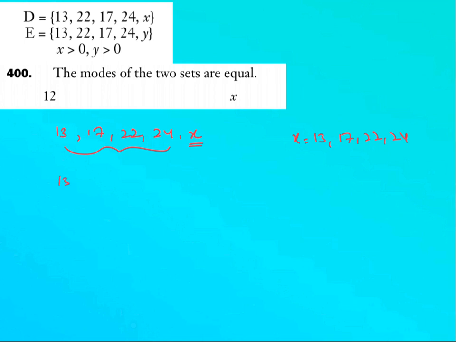Similarly, in the second case, again, there is no repetition currently, but I can pick a value of y such that it's from here, and then I will have some repetition, and that value of y would be the mode of set E. Again, it can be 13, 17, 22, 24. So we're actually comparing x to y. Given this information, we're comparing x to y. Now these are the possible values x can take.